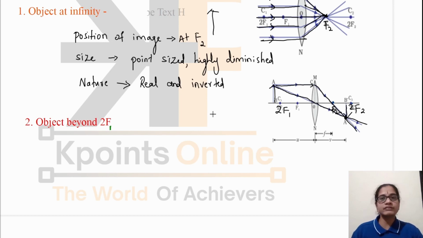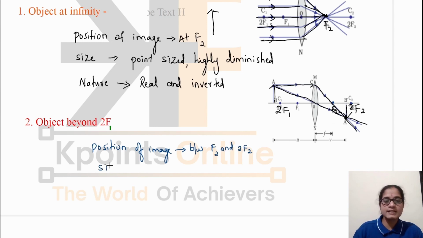Now what is the nature of the image? It is real because the rays are actually meeting here. And also it is inverted. Now, position of the image, it is between F2 and 2F2. And size, it is diminished. What about the nature of the image? It is real and inverted.